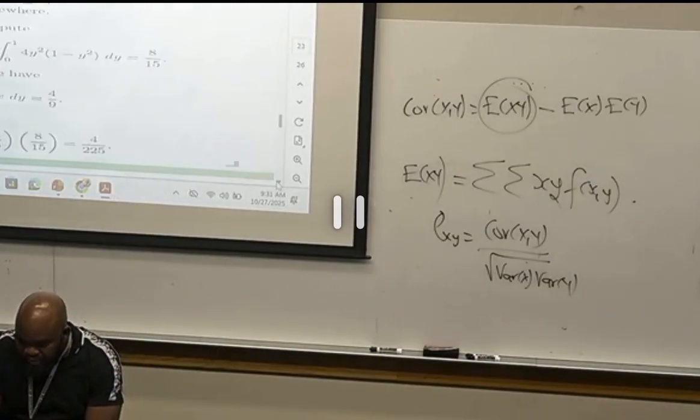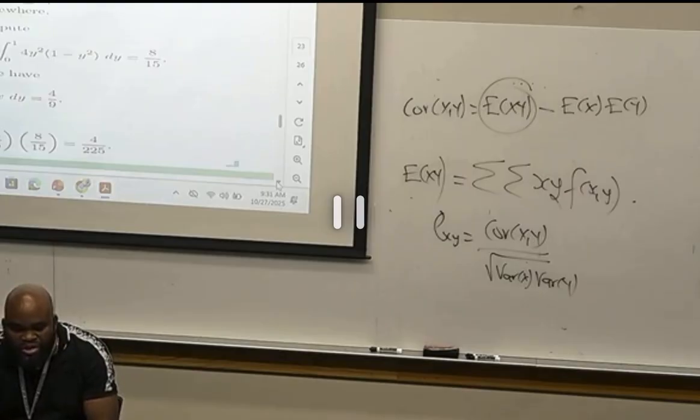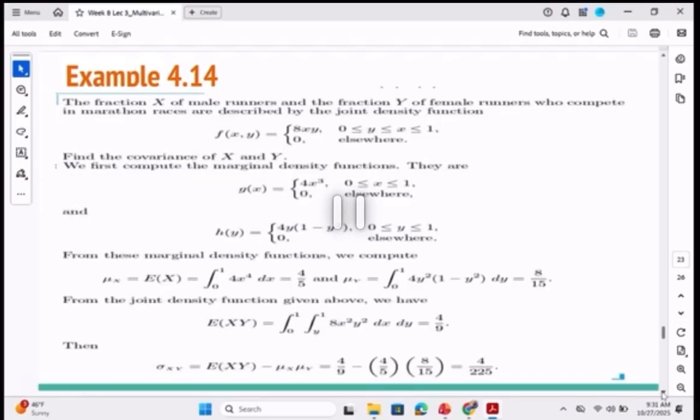Okay? Now, how do we do this? How do we actually obtain this when I have continuous? I have this, okay, f of xy equals 8xy. Okay, so the fraction x of male runners and the fraction y of female runners who complete in marathon races are given by this. Okay, but you know what? They ask you to find the covariance of x and y. Do you know, in the exam, if you're given a joint and they ask you to find the covariance of x and y, you're actually going to do a lot.